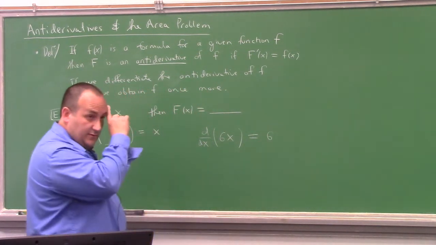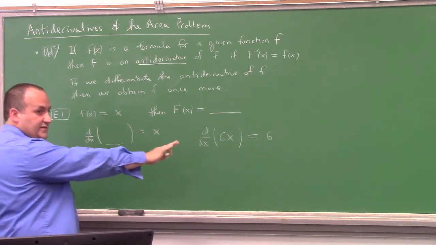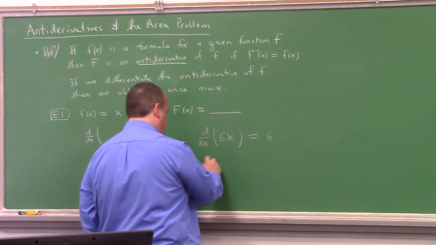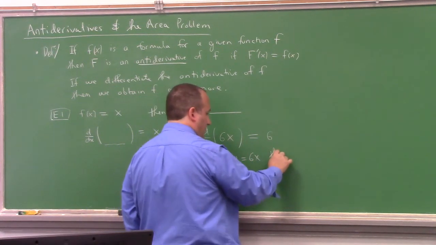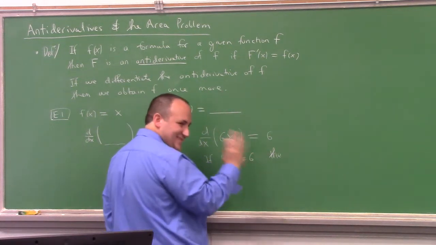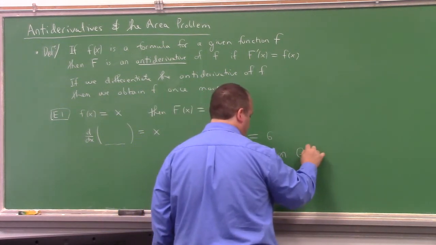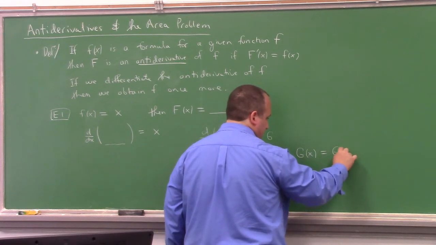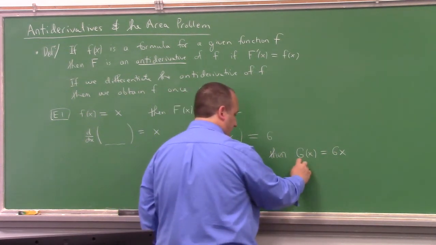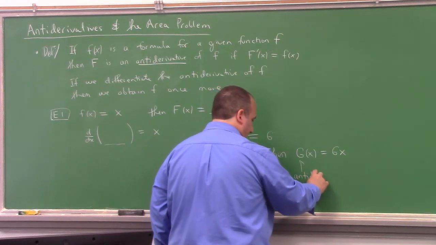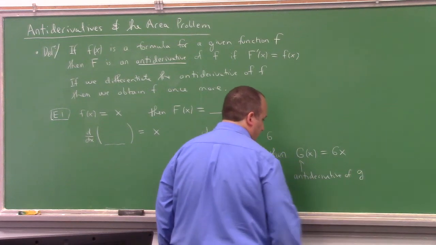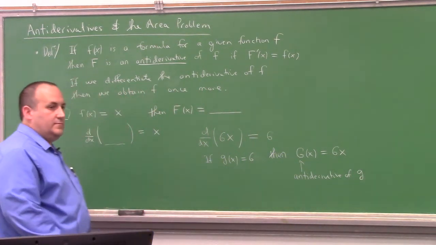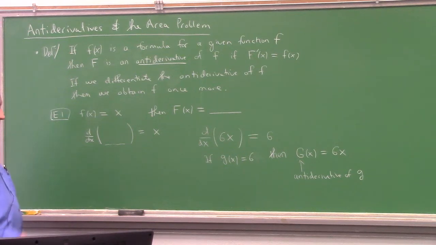So what this formula tells me is that if g of x was 6, then big G of x equals 6x. So this is the antiderivative of g. So if we wanted to get an antiderivative of 6, we could do 6x.